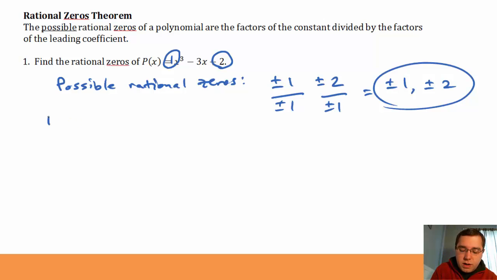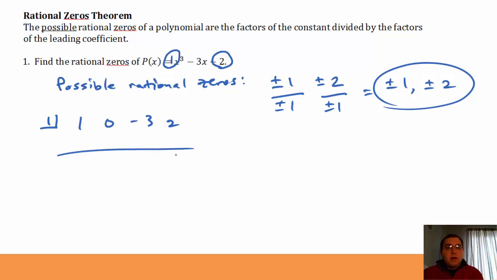So if I take 1, I can divide that into 1, 0, negative 3, and 2, and see if I get a remainder of 0. If I do, then it is a 0. I drop the 1, multiply, add, multiply, add, multiply, add. Hey, I got a remainder of 0. Therefore, 1 is a 0 of the polynomial.